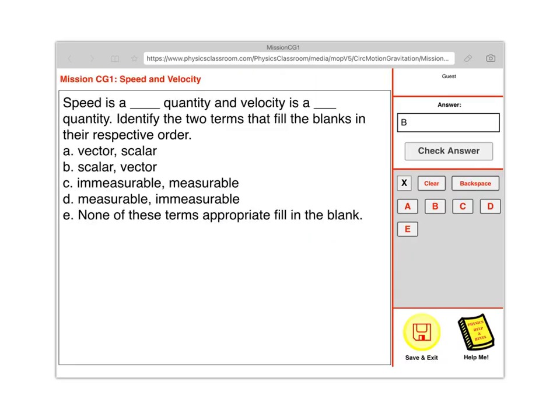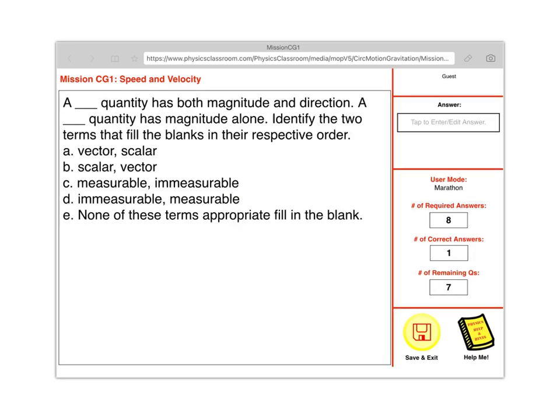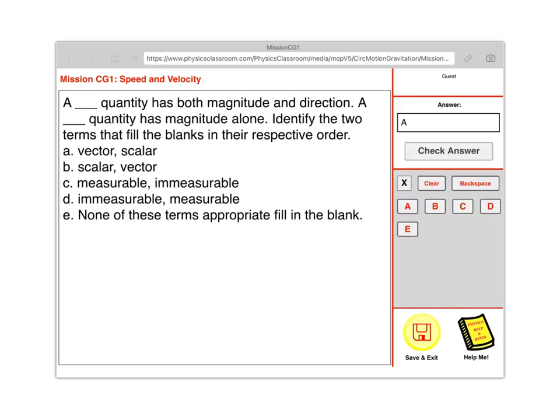This should be easy enough. Speed is a scalar, just a number, and velocity is a vector, which is a speed and a direction. Another question about vectors and scalars, pretty straightforward. I think you know this. Answer is A.